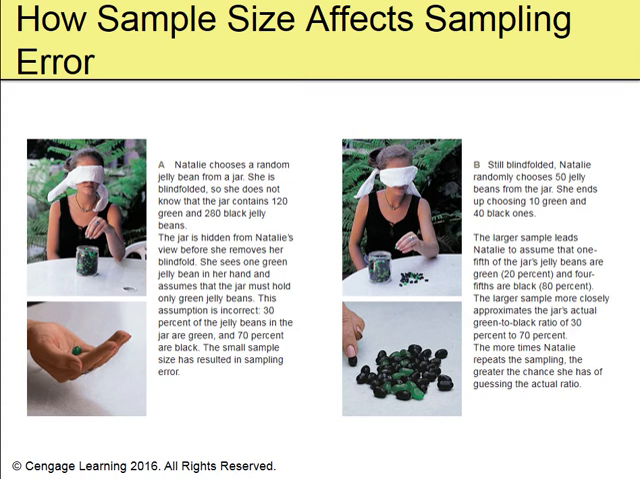So as you get down to the bottom right, though, you get a more representative sample. You get, generally speaking, a ratio of your sample of green to black jelly beans that's the same as the ratio in the actual population in the jar. So the smaller the sample size, the greater the error is likely to be.